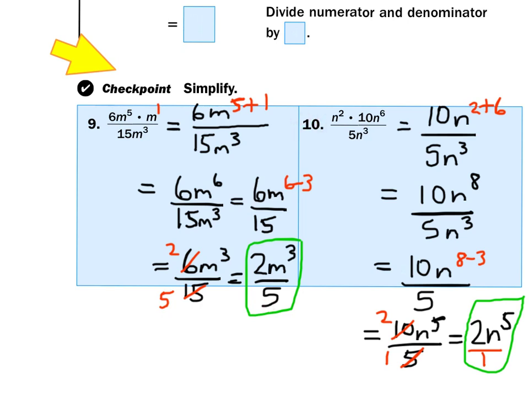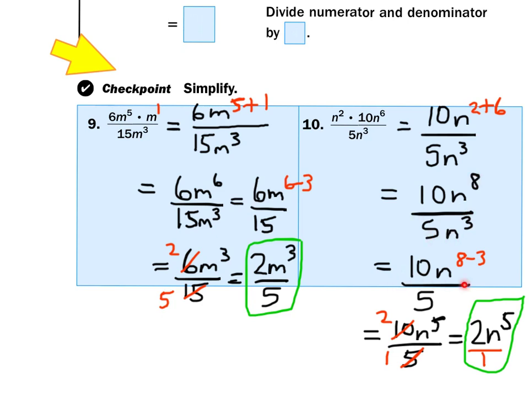All right, take a look at number 10. I have n squared times 10n to the 6th power over 5n to the 3rd power. So the first thing I did is I put the number in front, the 10 in front, and then I saw the bases match, so I copied the n, and then since we're multiplying, I added the powers, 2 plus 6. So that gave me 10n to the 8th power over 5n to the 3rd power.